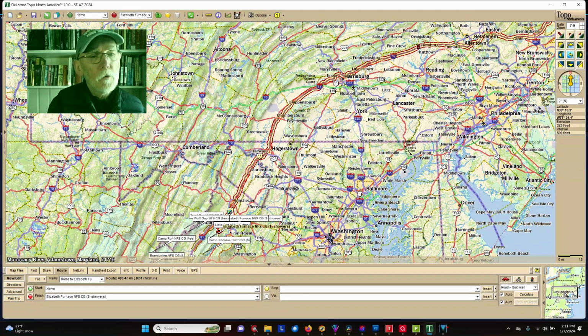According to Topo North America, this is an 8.5-hour drive. It's never what they predict it to be, but the distance or the trip time that they estimate is a good guide for planning purposes.